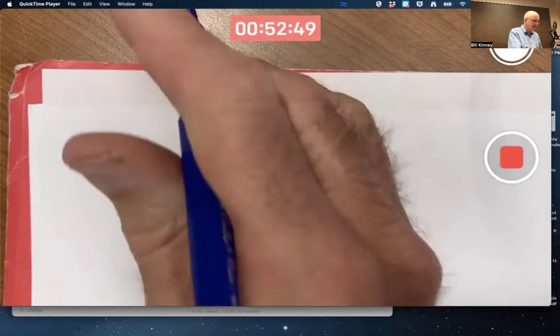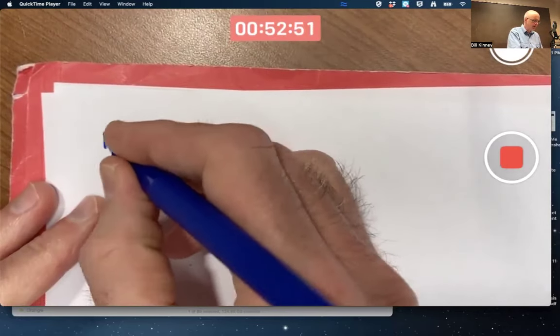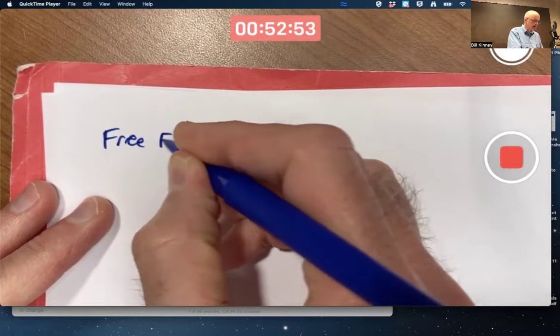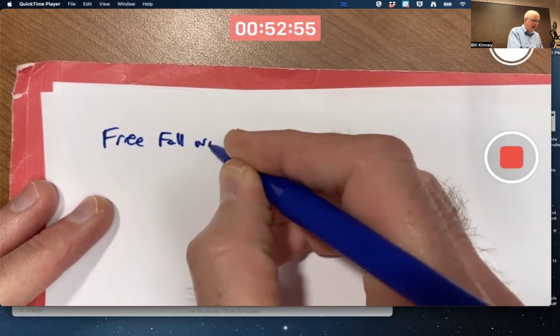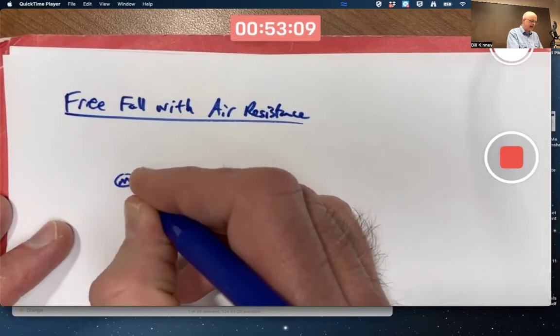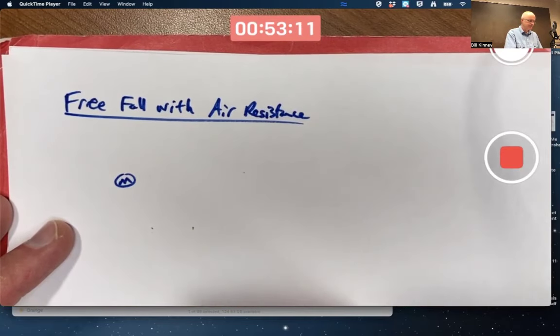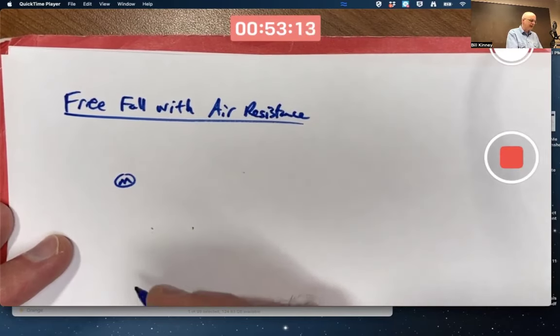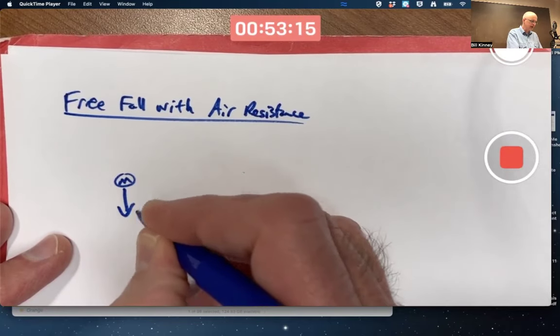Our last application of the day today is going back to free fall, but this time with air resistance. We've got a mass. You could pretend it's a ball falling under the influence of gravity. We've got the force due to gravity.